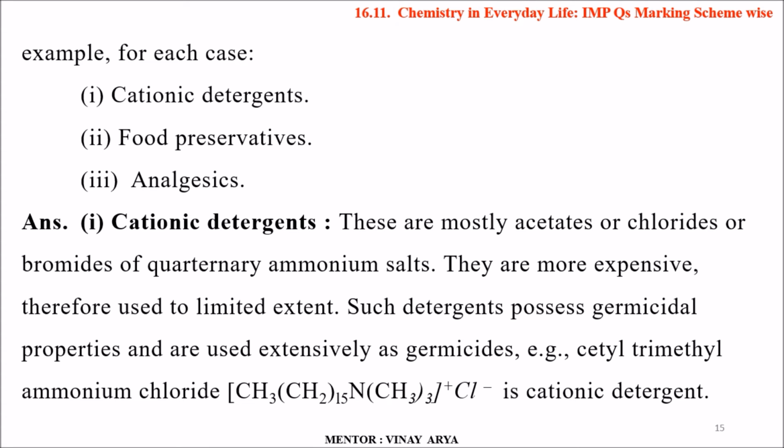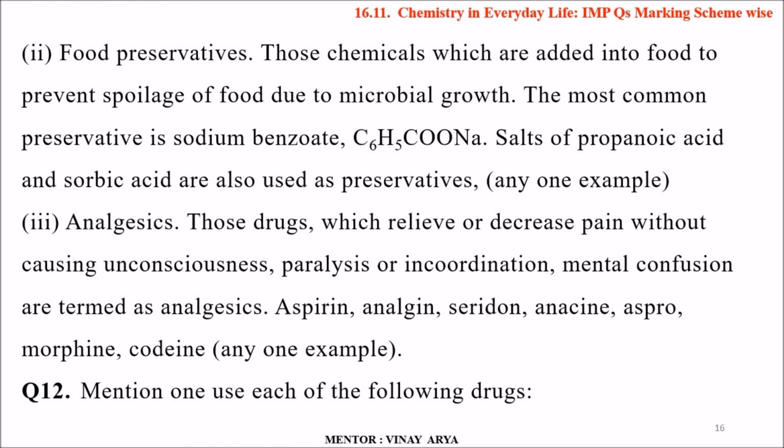Such detergents possess germicidal properties and are used extensively as germicides. For example, cetyl trimethyl ammonium chloride, [CH3(CH2)15N(CH3)3]+Cl-, is a cationic detergent.